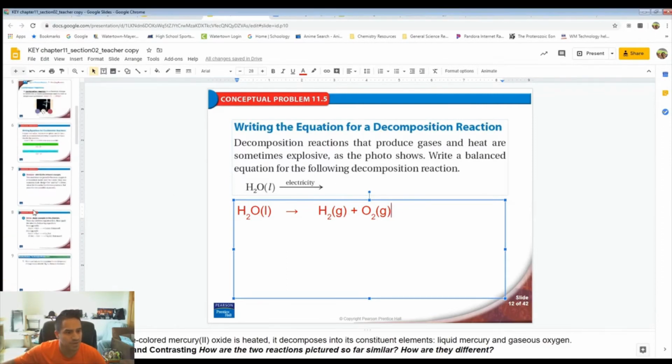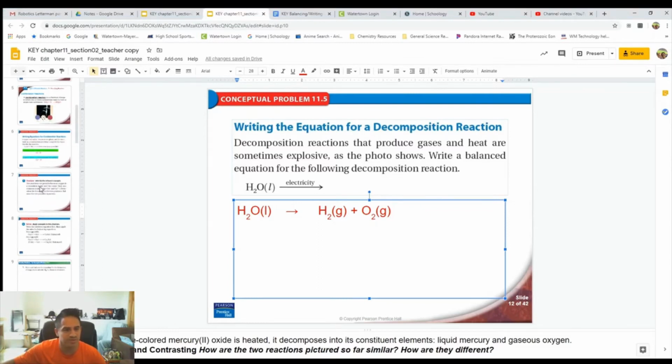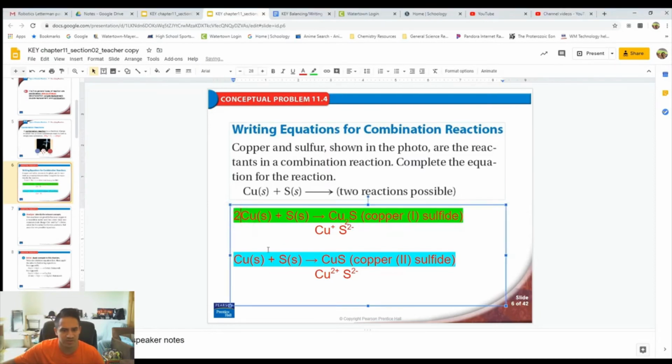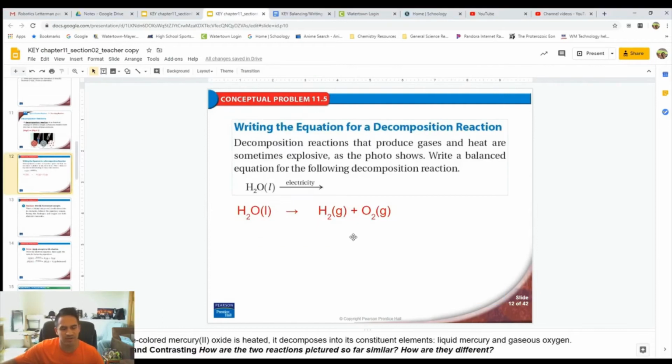It does say to balance it. Oh, did we not balance the previous one? We did not. I just realized we didn't balance this. There should be a 2 there. The other one's balanced. My bad. Anyway, so we need to balance this.